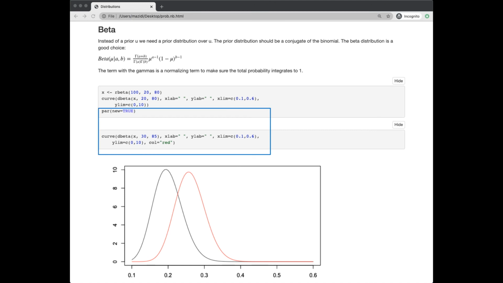Now suppose I take 15 more shots and make 5 of them. This will make parameter A 30 and parameter B 85. This updated curve is shown in red. The par new equal true parameter is used when you want to plot over an existing plot. The beta equation gives us a way to update our model and calculate new probabilities.